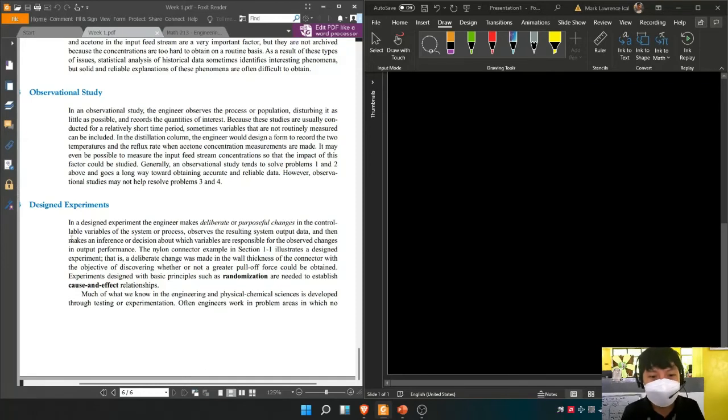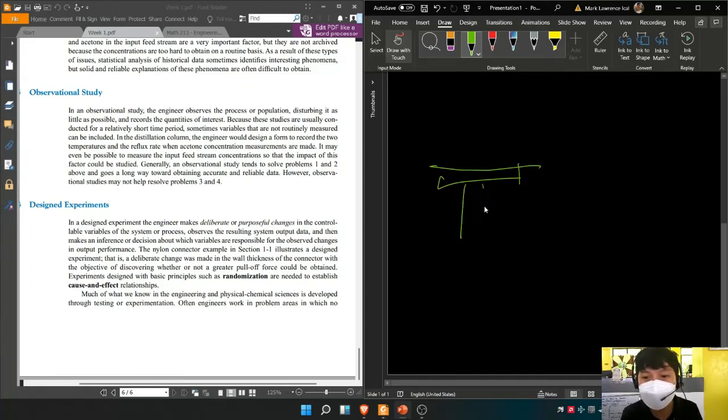Okay, last one. Design experiments. Now, what are design experiments? So, a design experiment is just like yung cake sa top ng table kanina na pinasok mo sa loob ng ref. So that's design experiments. It's going to be a design experiment because you are deliberately or purposefully changing the control variables of the system or process.